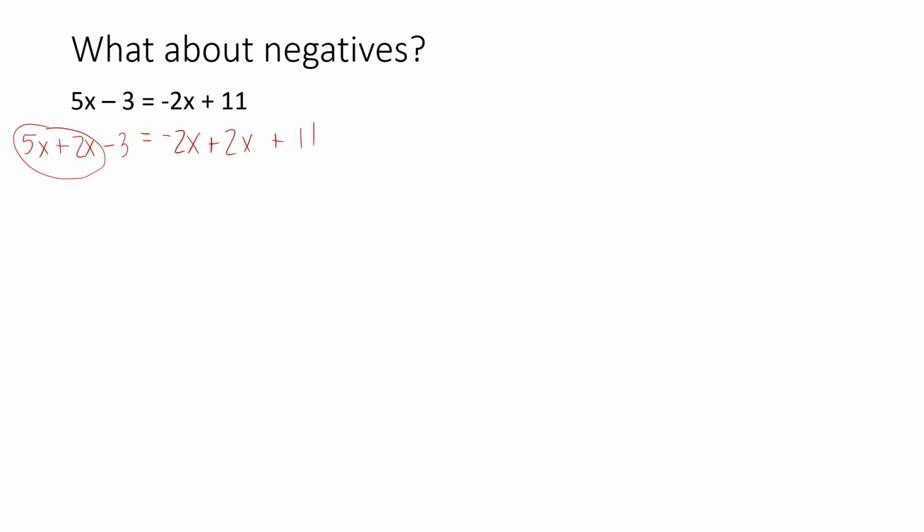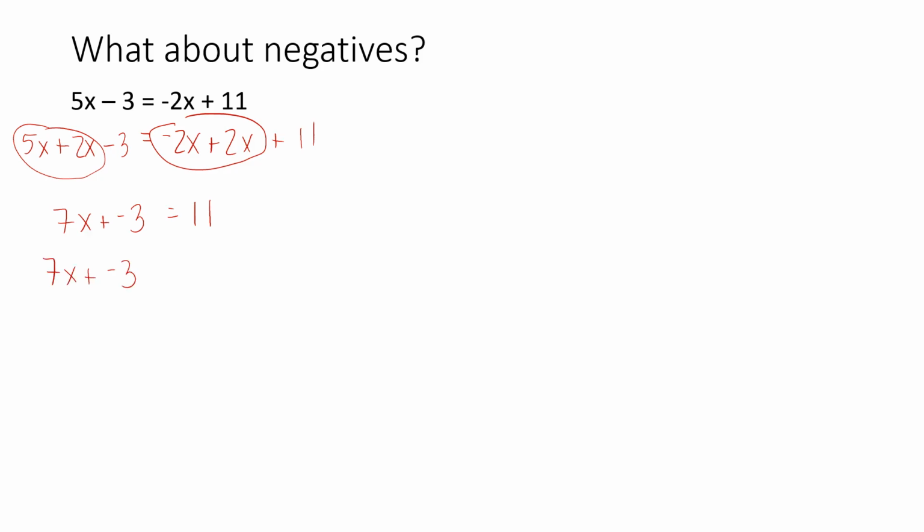Now this is your combining like terms right there. That is 7x, and I'm going to go ahead and change that to a plus negative 3. Over here, negative 2x plus 2x is 0, and 0 plus 11 is 11. And now we have our two-step equation.